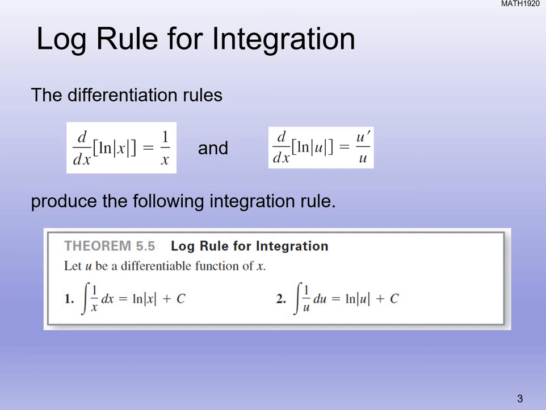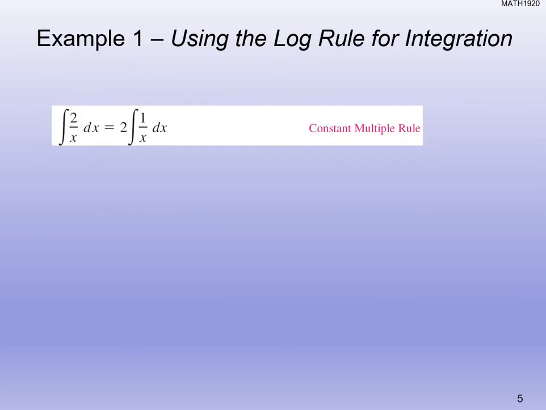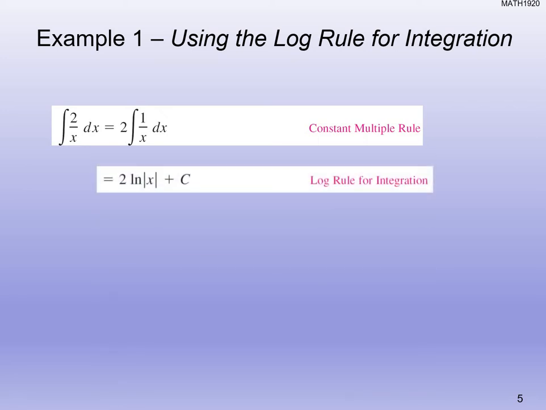If we look at the differentiation rules, which we did in the last section, we're going to use those kind of backwards here when we do the integration piece. If I give you the integral of 2 over x dx, we can pull the 2 out because it's a constant. So we get 2 times the integral of 1 over x dx. Using our theorem, the integral of 1 over x is the natural log of the absolute value of x. So the full integral becomes 2 times the natural log of the absolute value of x plus c.